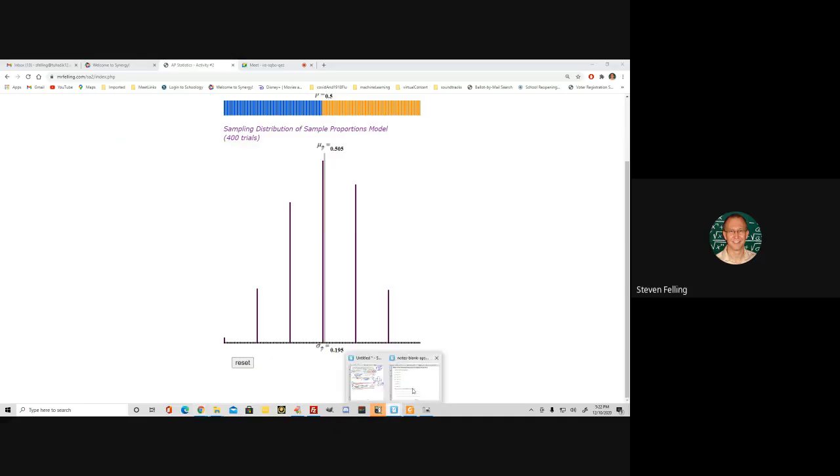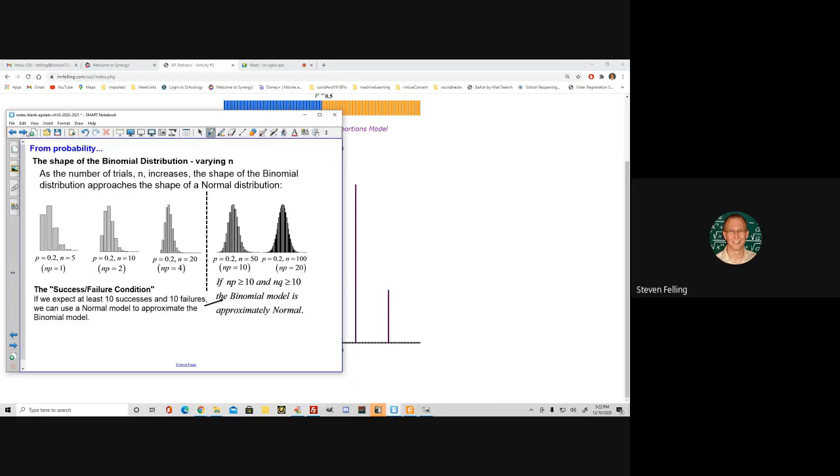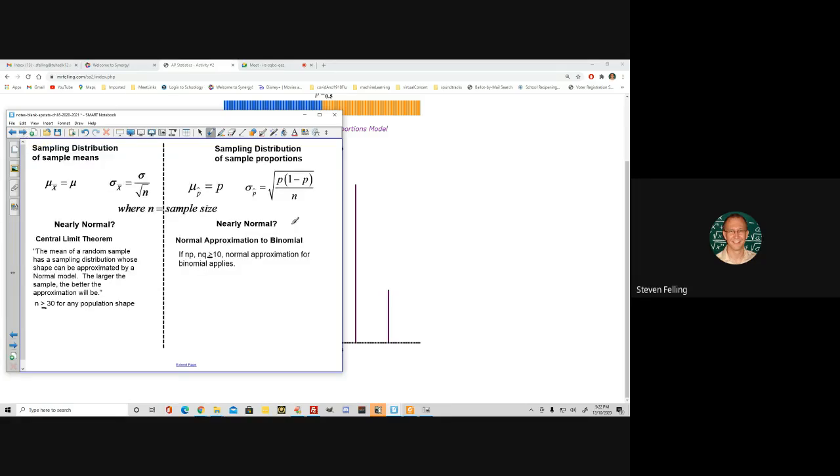All right, so let me pull all those experiments together here, and we'll summarize a couple things. If you recall from before, as long as NP and NQ were at least 10, then you'd have an approximately normal shape. That's called the success-failure criteria, and that turns out to be the same thing here. When we had means yesterday, we said that the central limit theorem says if the sample size is at least 30, then the shape will be normal no matter what the population shape is. And we can even have n less than 30 if you're sampling from something that's approximately normal.